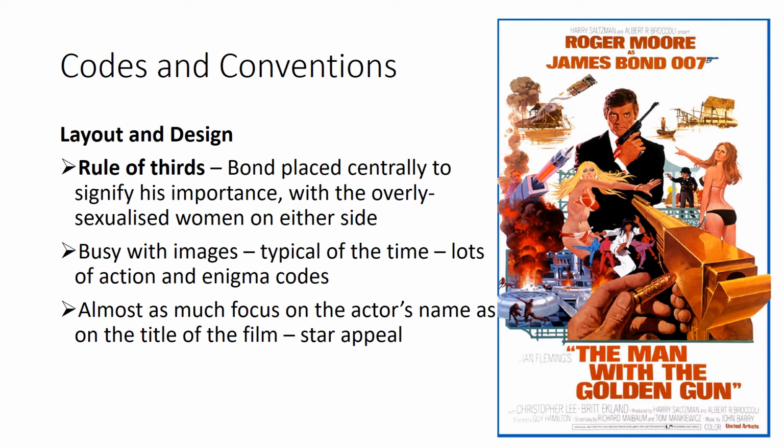And so the audience needs those action and enigma codes, those narrative clues in the poster that they might get from trailers and online marketing today. We see here almost as much focus on the actor's name as on the title of the film. Star appeal is important here. Roger Moore as an established Bond, one of the biggest actors of the 1970s. And so the poster is very much using Roger Moore's name and his association with Bond to sell the film.